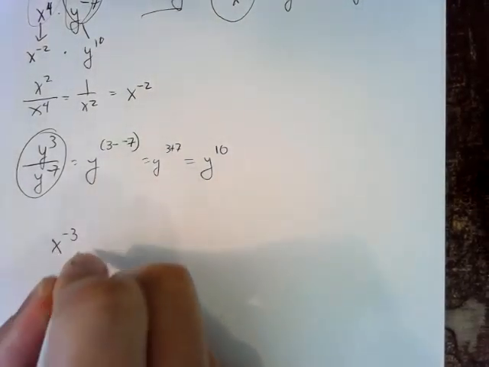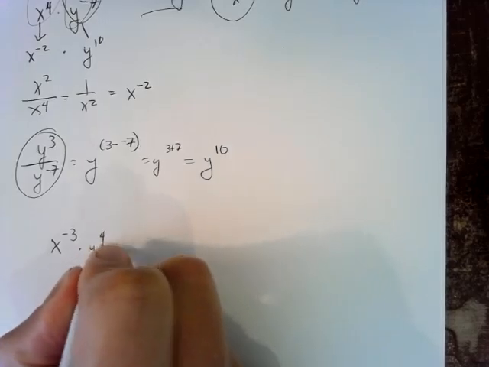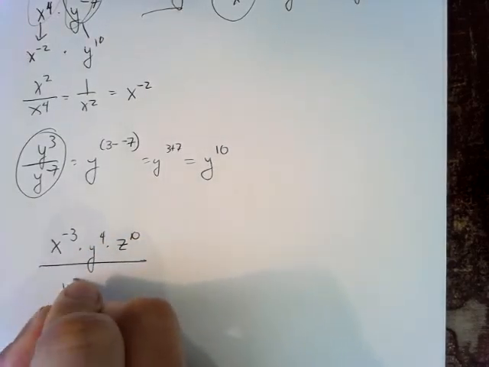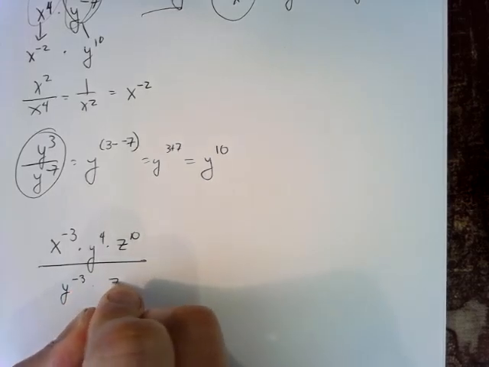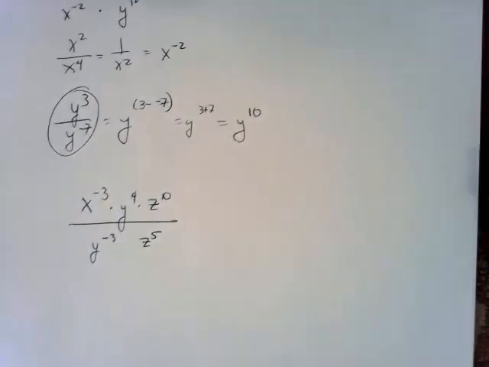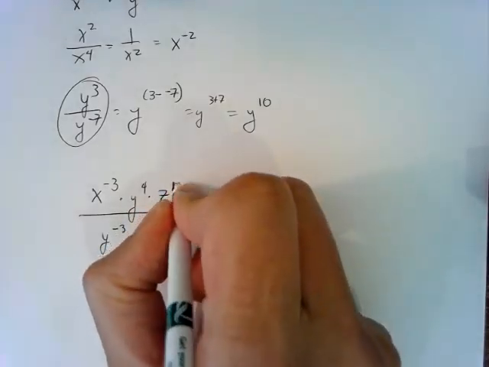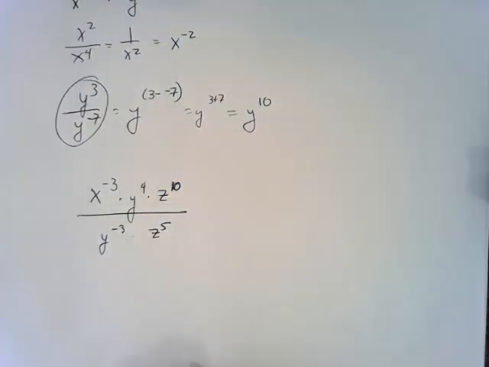Lastly, we'll give you one to work on here, and I'll stop talking for a second. Try this one: x to the minus 3 times y to the fourth, z to the 10th, over y to the minus 3 times z to the fifth.